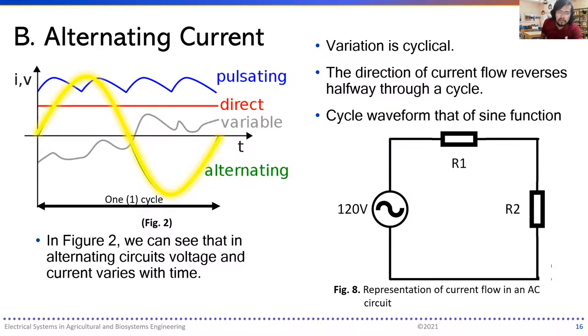We return now to figure 2, where we have shown the difference between the direct and the alternating current, because we are now on the topic of alternating current. And we see how the alternating current forms that of a sinusoidal wave, very unlike that of the direct current, which has constant voltage, because we have here in the y-axis, the I and V.